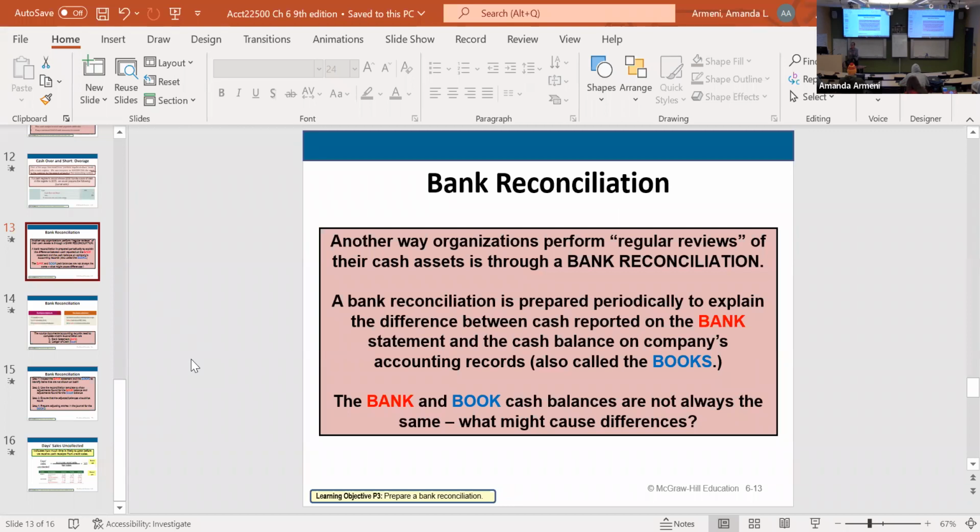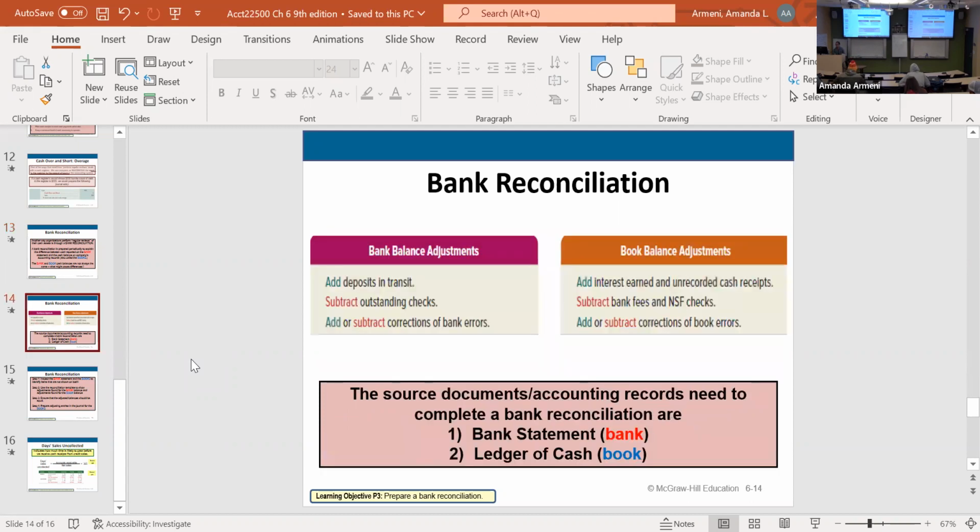The purpose of it, in terms of internal control, is this independent periodic review, so that we make sure that our cash account is as up to date as it can be. It's as accurate as possible. So we perform this month-end reconciliation.